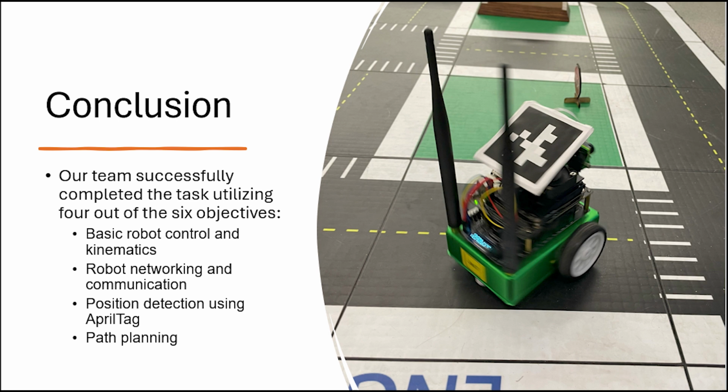In conclusion, our team successfully completed the task utilizing 4 out of the 6 objectives. The objectives that we utilized were basic robot control and kinematics, robot networking and communication, position detection using April tag, and path planning. Although we used objectives across all 3 labs, we predominantly used material that was covered in Labs 1 and 3 to complete our demonstration.